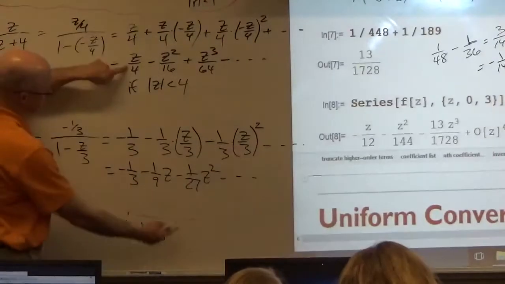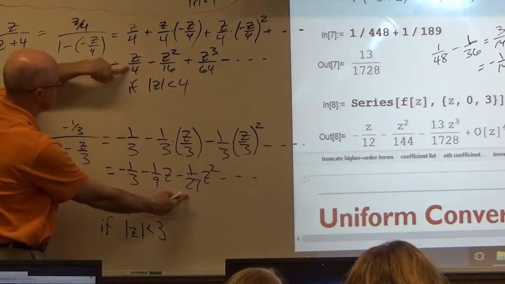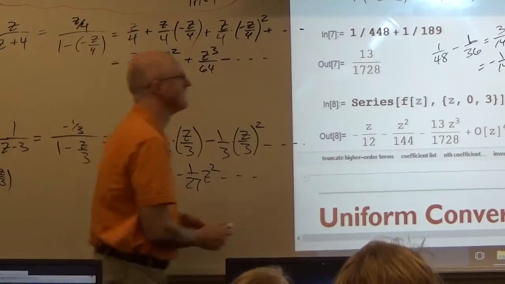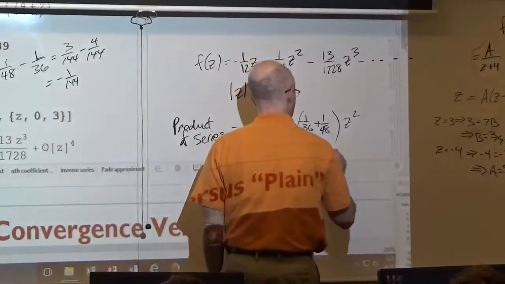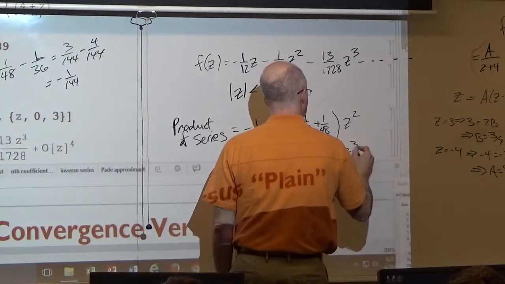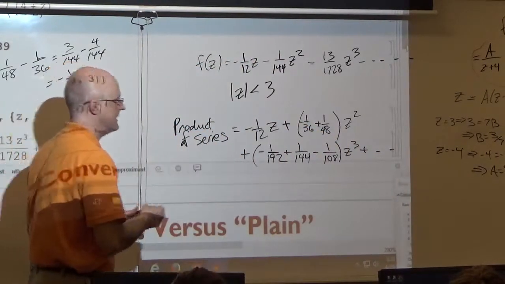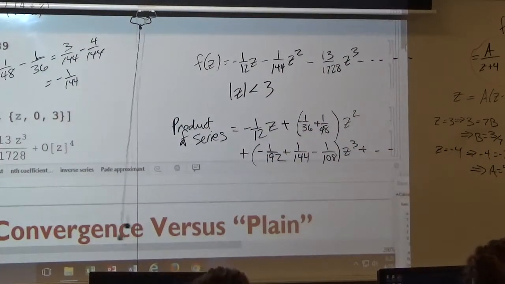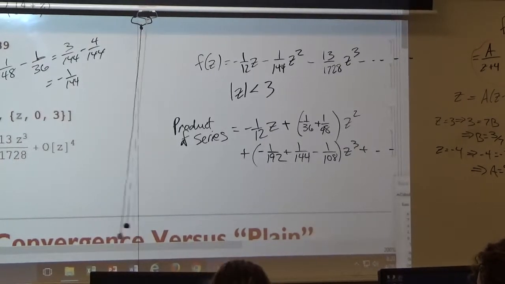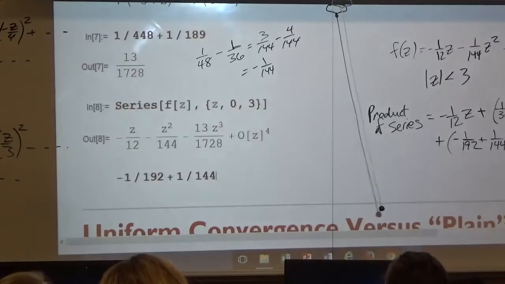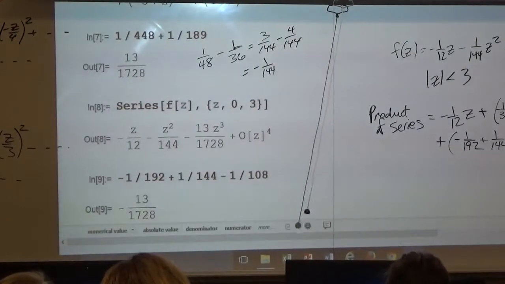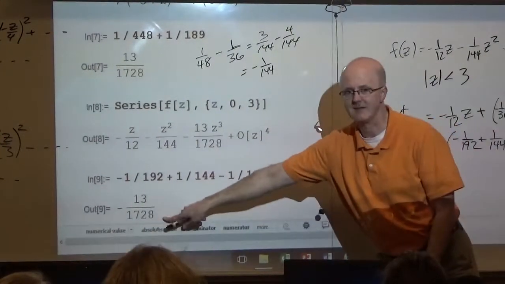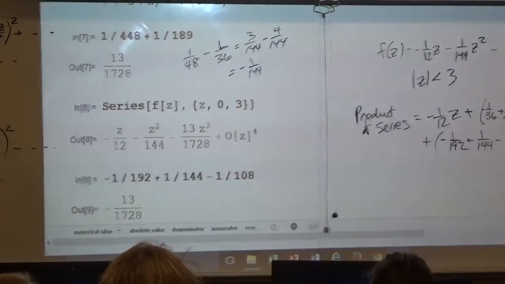And then I'll also get a z cubed from the product of these two. 1/4 times negative 1/27 would be negative 1 over 108. Hopefully that combines to negative 13 over 1728. Negative 1 over 192 plus 1 over 144 minus 1 over 108 is negative 13 over 1728. Got a match there. Okay? So we can do it that way too.